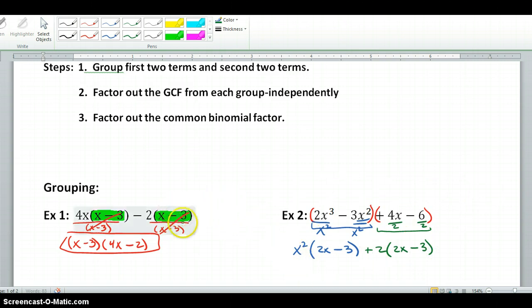Now what you should notice here is we have something similar to example 1. We now have this polynomial of 4 terms broken up into a polynomial with 2 common factors. The common binomial factor is 2x minus 3, so I'm going to pull that common binomial factor out, and when I divide each of these by that 2x minus 3, the leftovers will now go in another set of parentheses. What do I have left over here? X squared. What do I have left over here? Positive 2. And that is how that polynomial with 4 terms is factored.